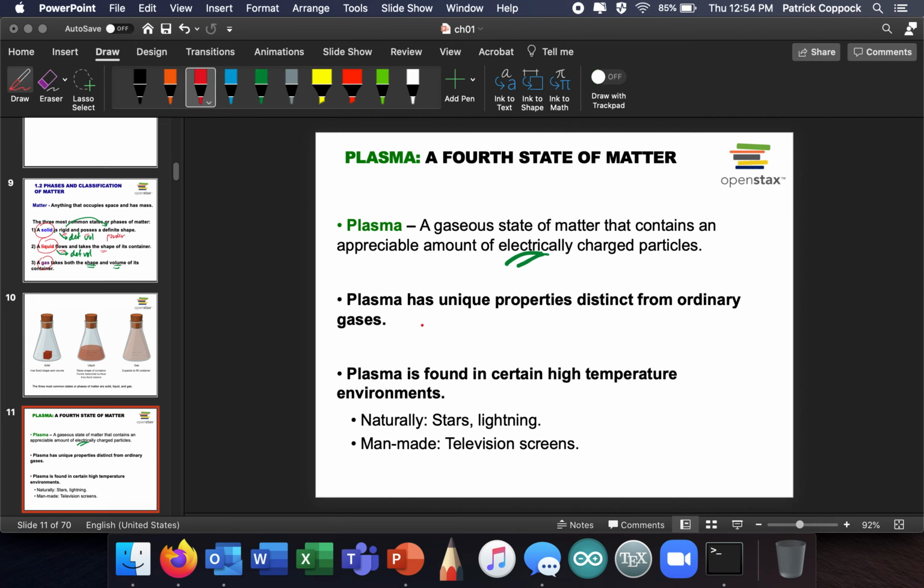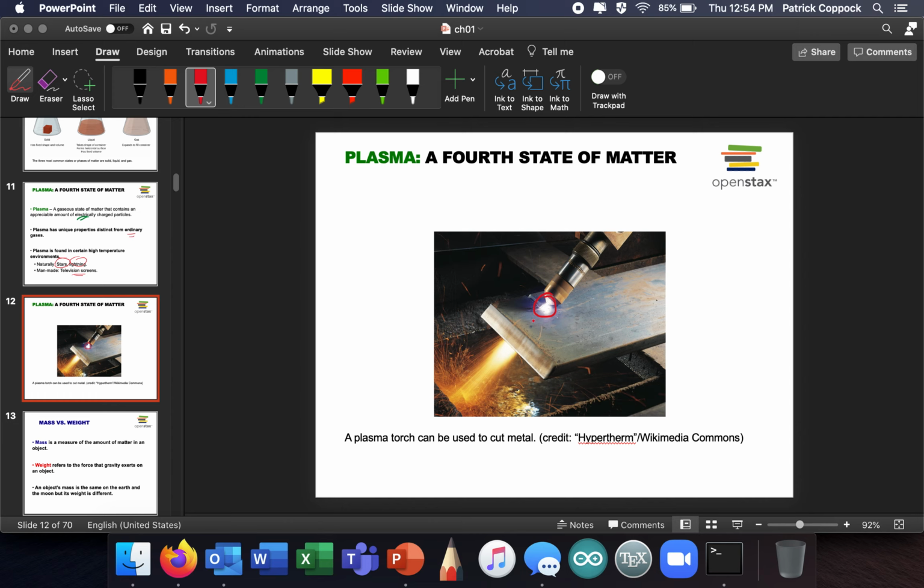Okay, so here's a picture of plasma. A plasma torch can be used to cut metal. So what you have coming out of here is just a really hot gas with lots of charged particles in there, and it's a mess. Okay, so plasmas, like we see in lightning bolts, you don't want to touch a plasma. And of course, you can't stick your hand inside a TV screen.